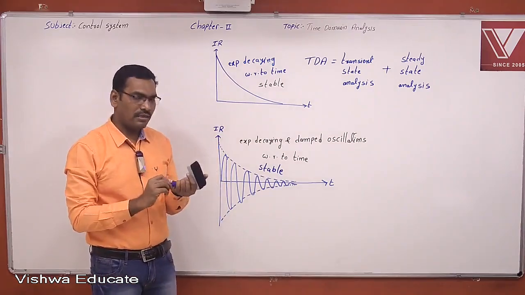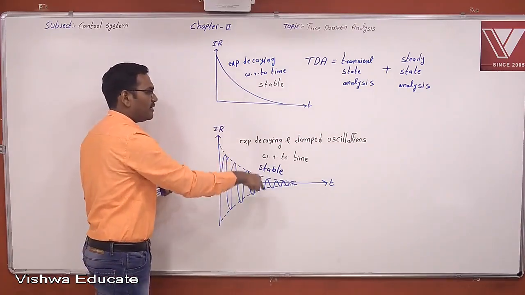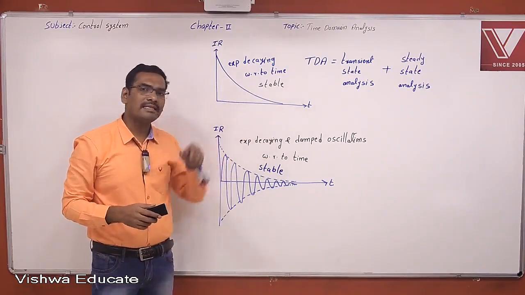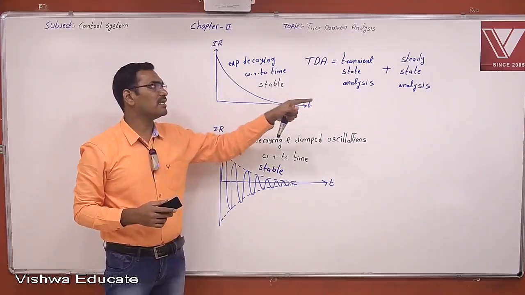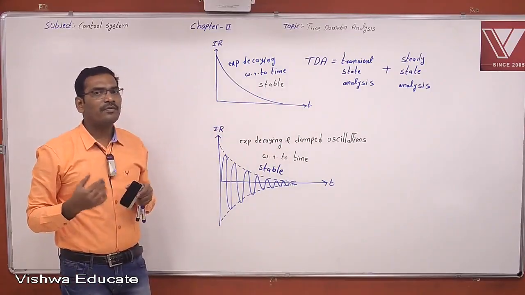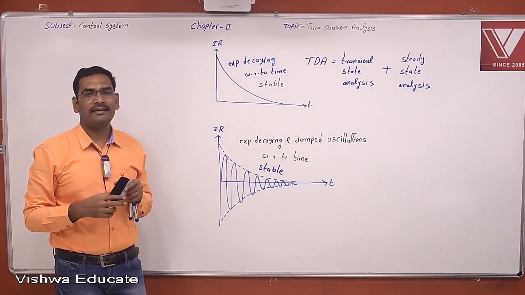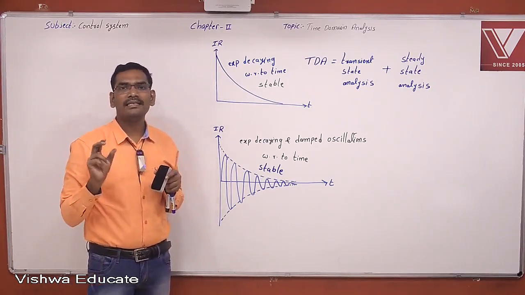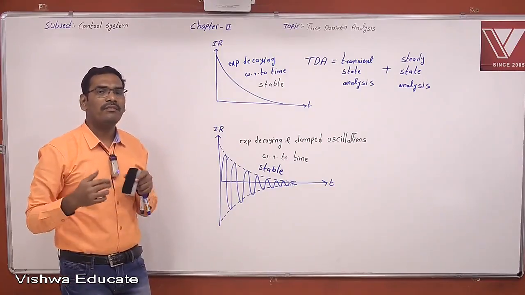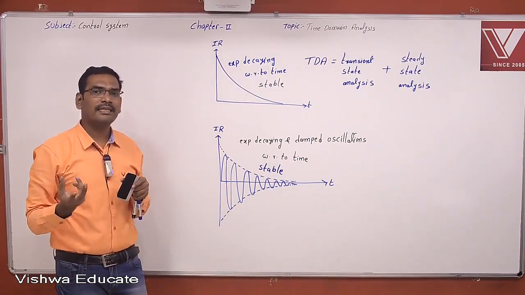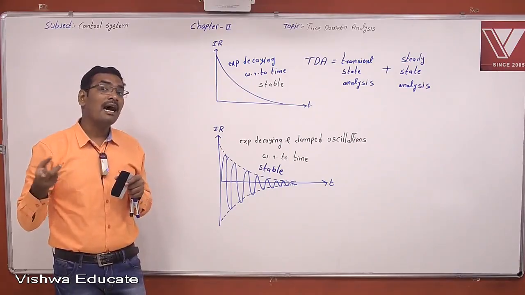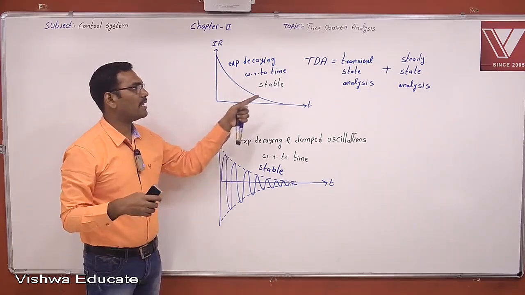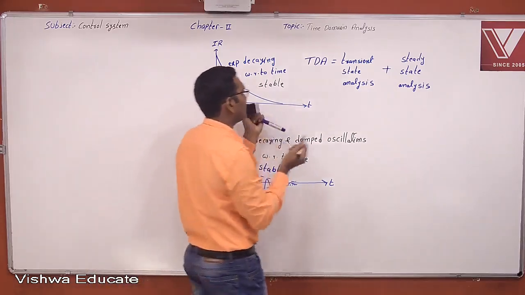Now I am asking a question: sir, this is the time domain analysis you are talking about, this is the time response you are talking about, so does this come under transient state analysis or steady state analysis? If you want clarification, you have to understand what transient state analysis is and what steady state analysis is. Am I right or not? So first we will see what transient state analysis and steady state analysis are. After that you can come to a conclusion whether whatever we covered so far comes under transient state analysis or steady state analysis.